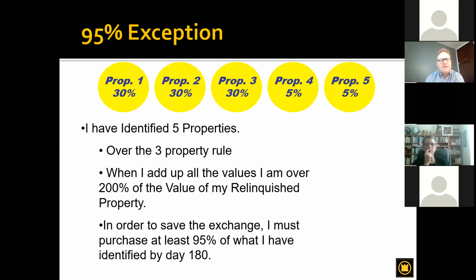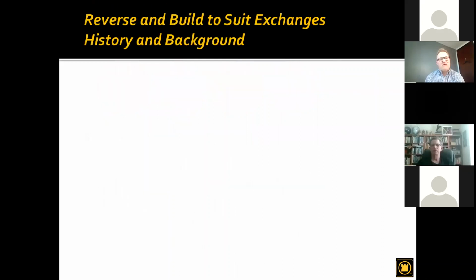5 properties. Let's say these 3 are worth 90% of the value of everything I've identified, and these last 2 are only 5%. Well, if one of those falls out of escrow, I'm still okay because I'm acquiring 95% if I buy everything by day 180. And that is, again, one of those exceptions that we rarely use, but it is out there. But again, most of the time we're using the 3 property rule or 200% rule. Okay. Reverse and build to suit.